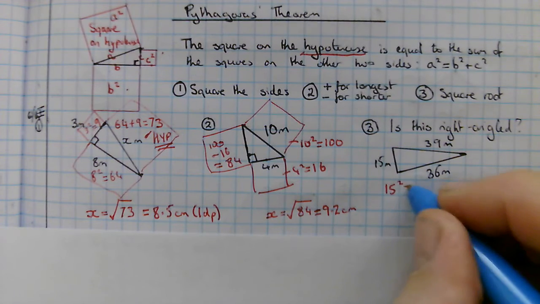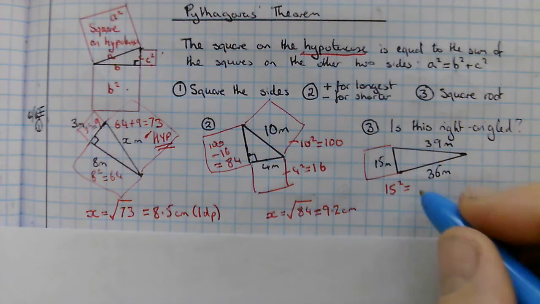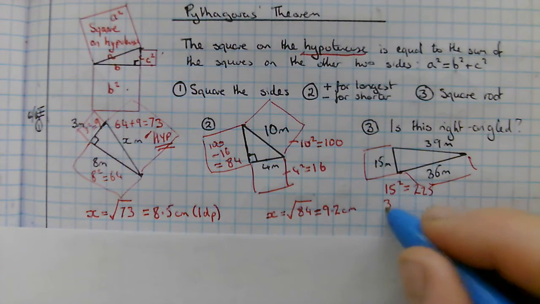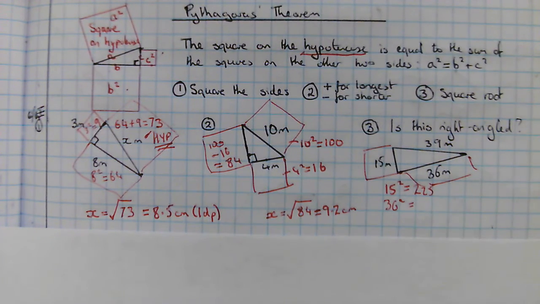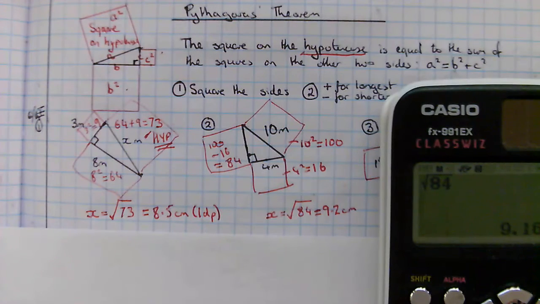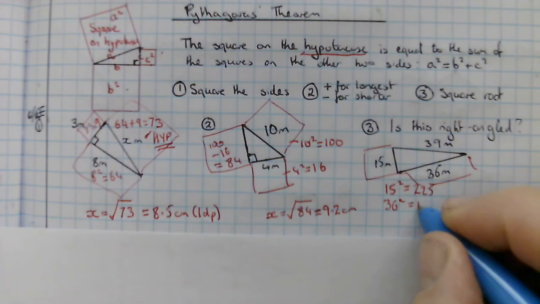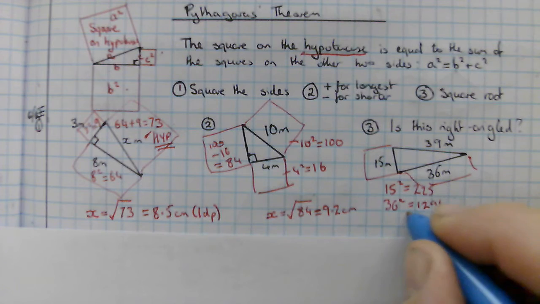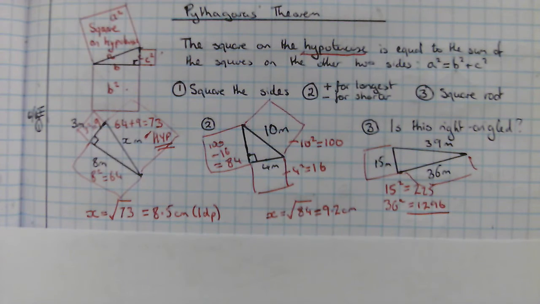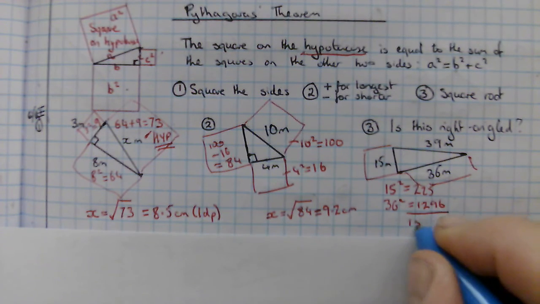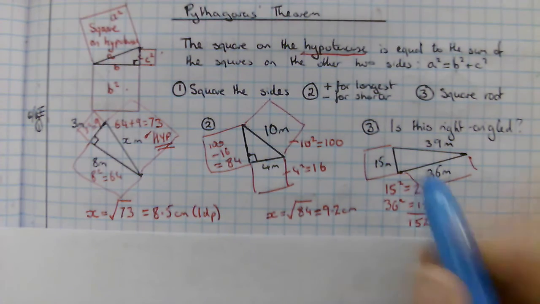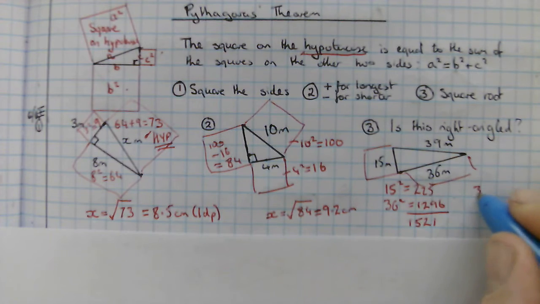15 squared equals 225. 36 squared equals, well, I'm going to reach my calculator here because I don't know that off the top of my head. 36 squared gives me 1,296. I'm going to add them together. So adding the two together gives me 1,521. Let's check what 39 squared is.